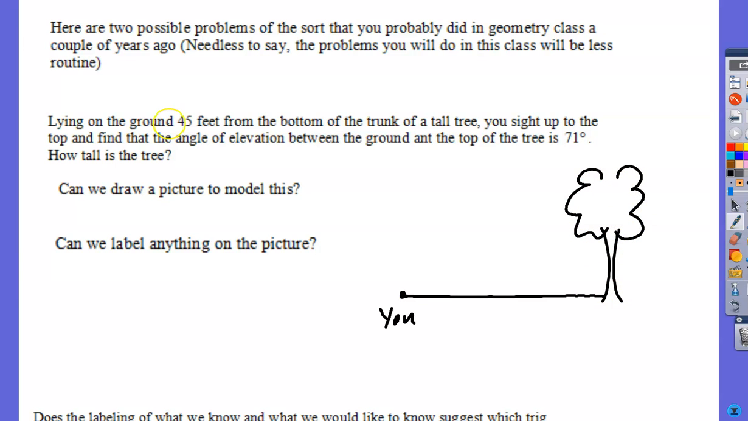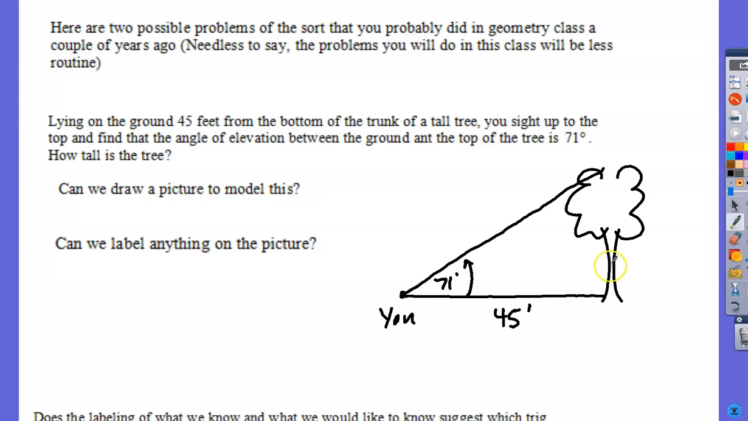Okay. You are 45 feet from the bottom of the trunk. So that means this is 45 feet. You sight up to the top. So here you are. You sight up to the top of the tree. And the angle of elevation between the ground and the top of the tree is 71. So that angle up is 71.